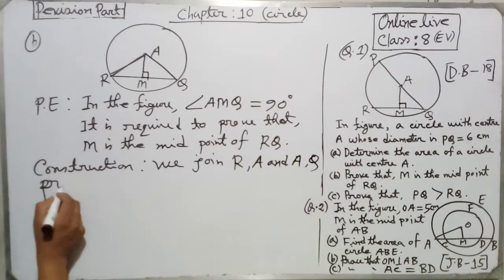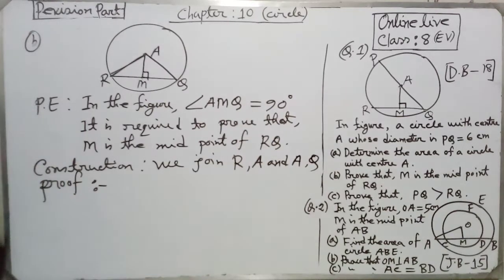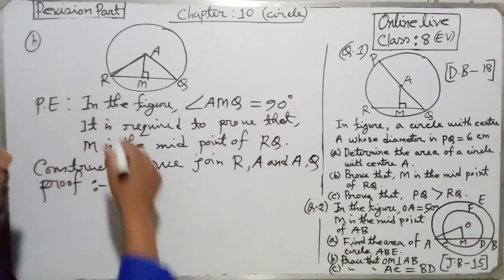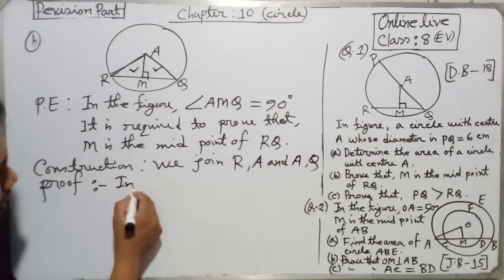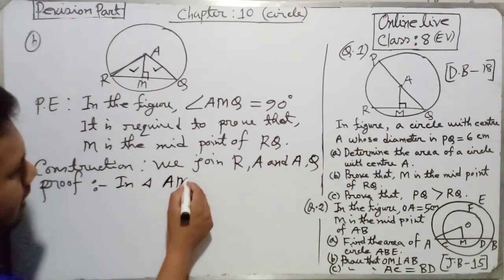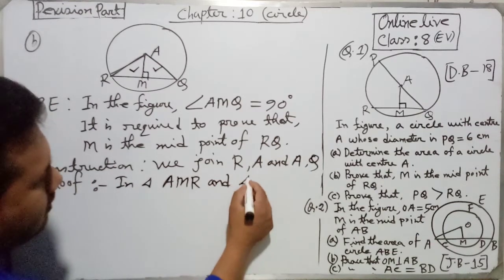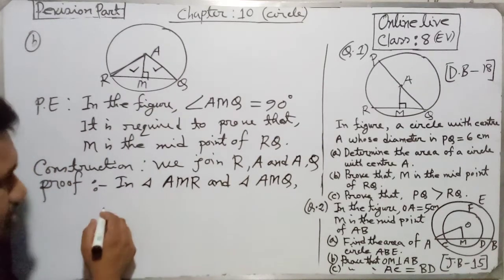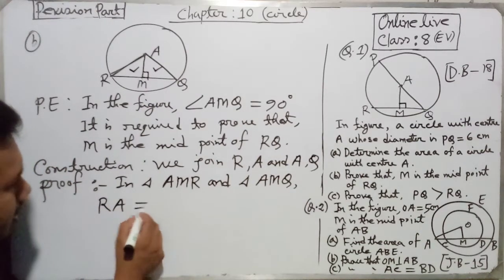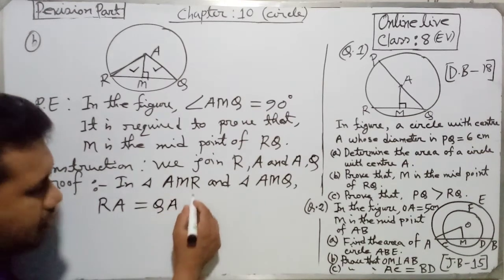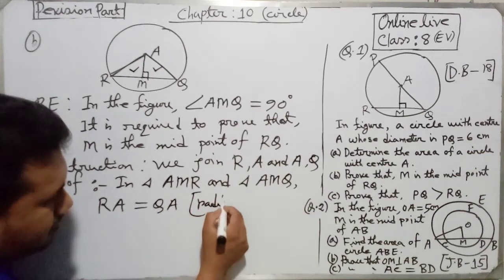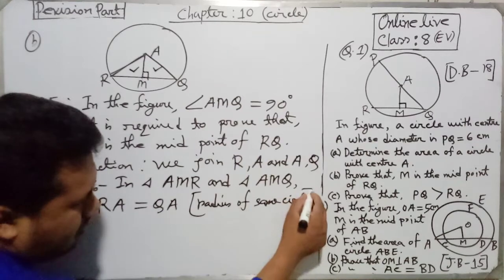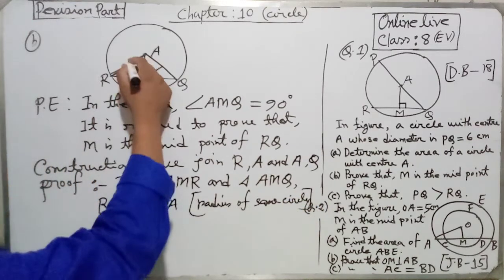Now our proving part. So we know to prove any parts equal, we need the congruent method. So we can go to these two triangles. So we can write in triangle AMR and triangle AMQ, RA equal QA. Why? Because they are radii of the same circle. So these two will be equal.